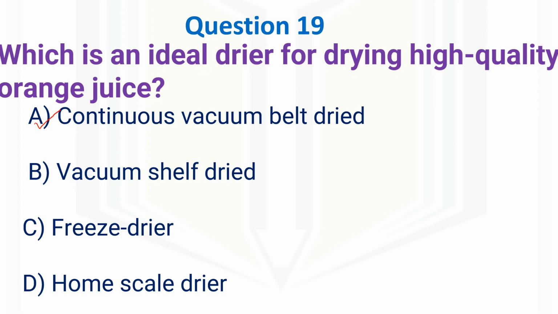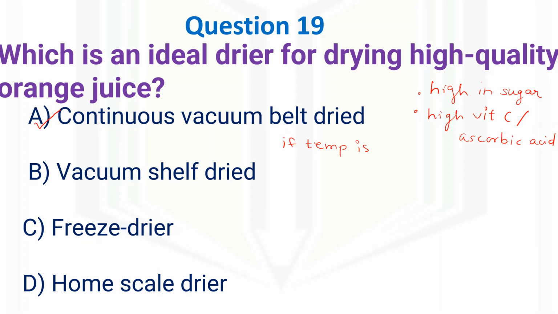So fruit juices, especially any type of fruit juices, will be high in sugar, and especially in case of orange juice, it will be high in vitamin C, or the ascorbic acid. And when we are applying high heat, if the temperature is higher, the sugar can char or it will get caramelized.